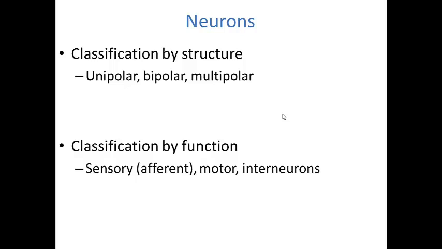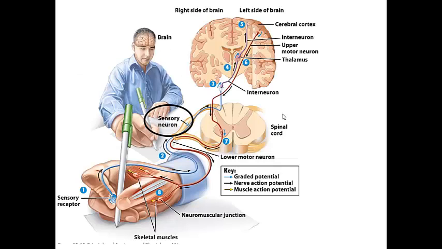Again, we can classify neurons by function too, in which case we have sensory, motor, and interneurons. In this picture here, what we're looking at is someone trying to write with a pen. Right? First, we have to sense the pen in our hand, and we use a sensory neuron to do that. Okay? You can see the cell body of the sensory neuron here. A sensory neuron sends a signal towards the center. Sometimes sensory neurons are also called afferent neurons, because afferent means towards the center.